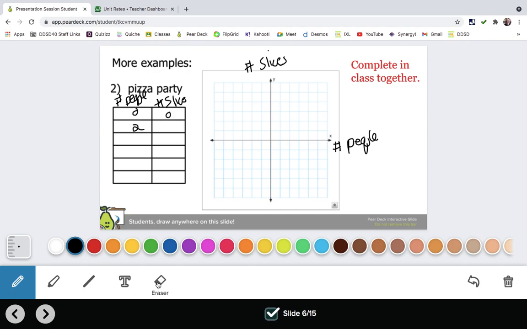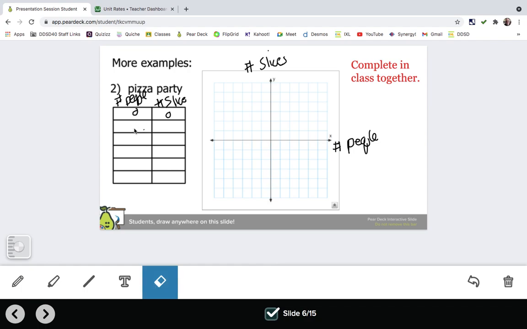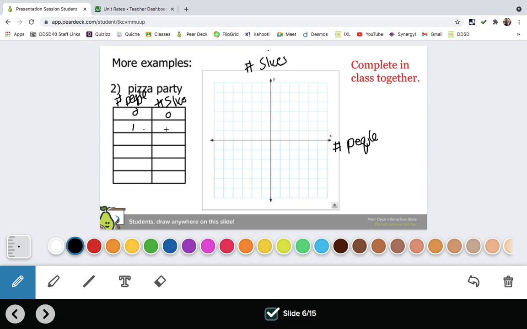Whoops, I don't know why I put a 2 there. Let's go with, what if we had 1 person? 1 person would need 2 slices. 2 people would need 4 slices. 3, 6, 4, 8. We just keep doubling this. 5, 10. So we could go over 1 up 2, over 2 up 4, over 3 up 6. And we discussed that we would start at the origin and go like that, and it would go in that direction, but we would not use this area because we don't have negative people, we don't have negative slices, so that wouldn't make any sense.